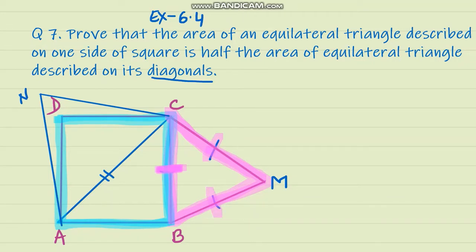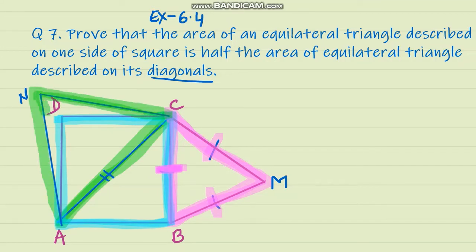Now one more equilateral triangle has been described on its diagonal. See here, AC is a diagonal, and taking the length AC, we have taken two more line segments, that is AN and CN, and then we have joined all the three line segments and we are getting an equilateral triangle ACN. Now from here it is clear that AC is equal to AN and AN is equal to CN, which is equal to the diagonal of the square. And here in this triangle BC is equal to CM and CM is equal to BM. So this is on the side of the square.